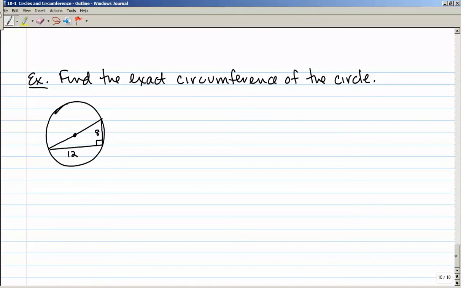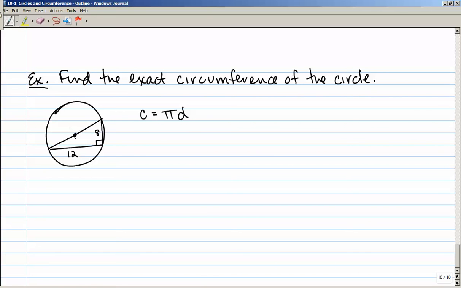And our last example says find the exact circumference of this circle. And here I have a triangle inscribed in the circle. Notice it is a right triangle, and notice that the hypotenuse of the right triangle is a diameter of the circle. So again, I need to find the diameter so that I can use the formula C equals pi times the diameter. But this isn't a special right triangle.